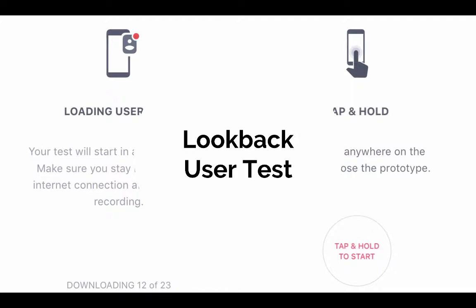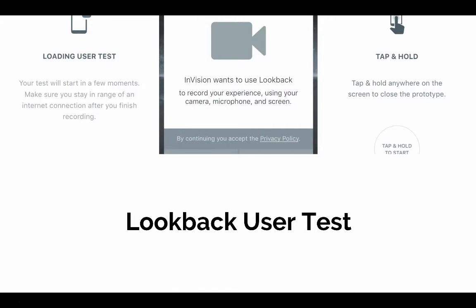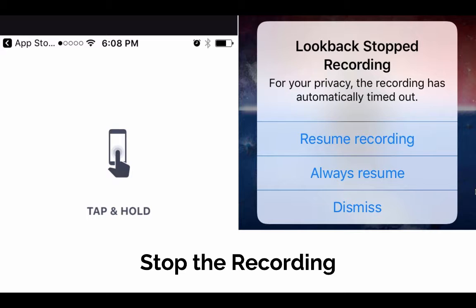Keep in mind that for Lookback, the phone will record both video and audio during the user test. And Lookback will ask for permission to use the camera, microphone, and your screen. To stop the user test recording, simply tap and hold down, and Lookback will stop the recording and give you some options. Click dismiss and the recording should save to your partner's Lookback account.